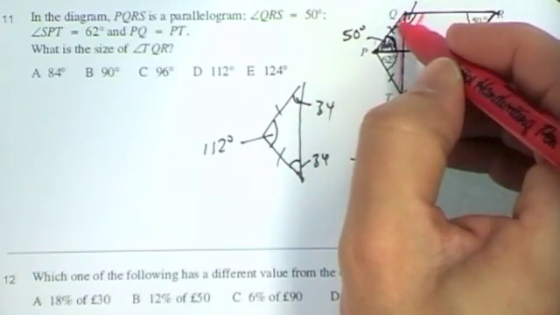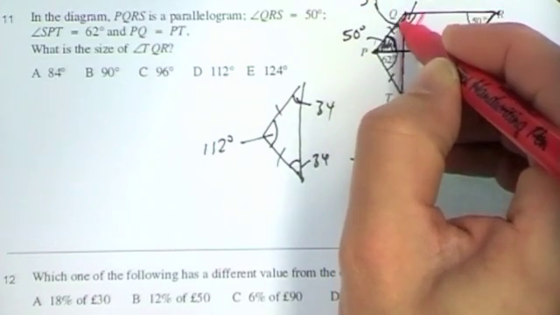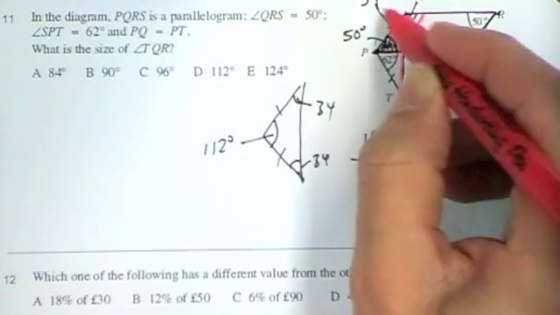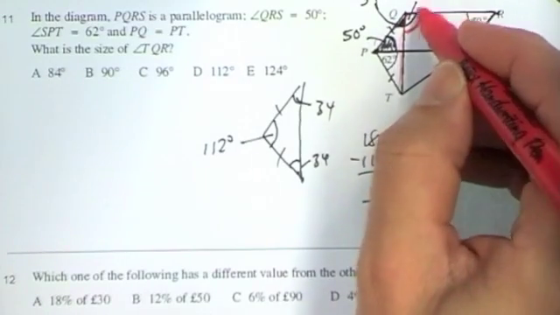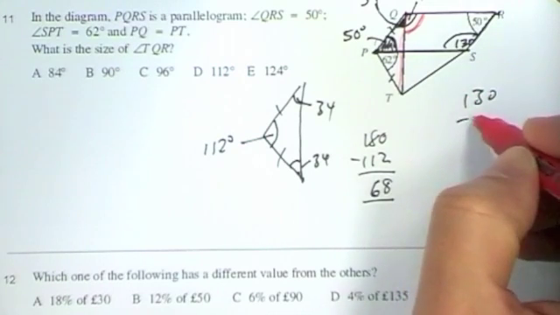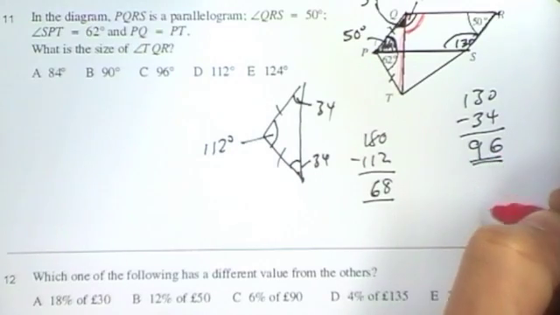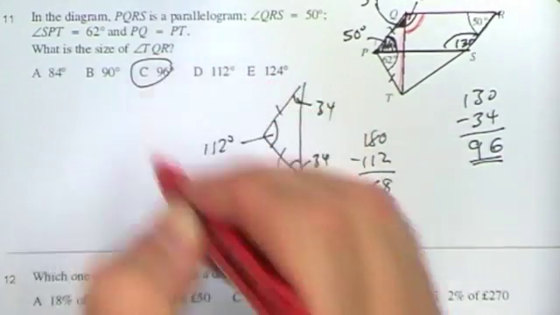That means up here, this bit here is 34, but we knew the whole lot was 130, so the angle that we're missing in red is going to be 130 take away 34, and that's going to give us 96, which is answer C.